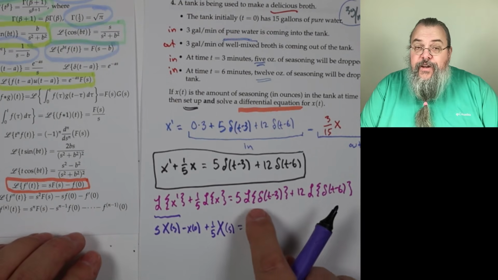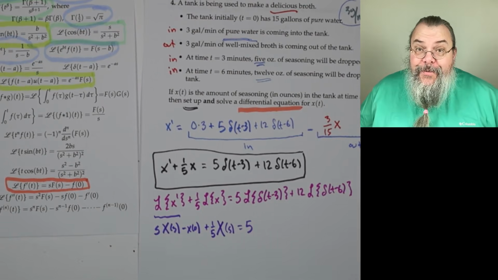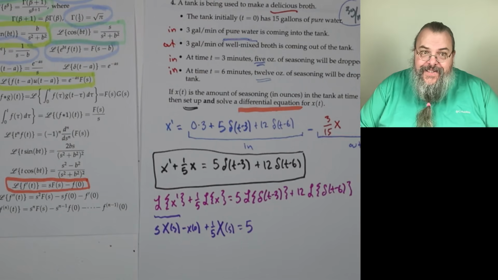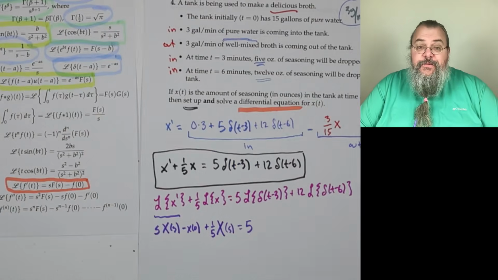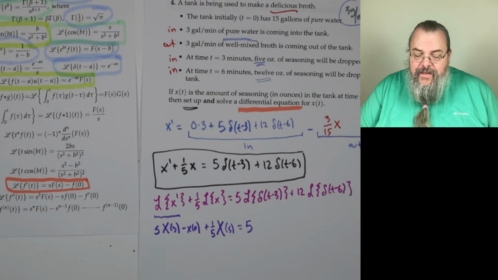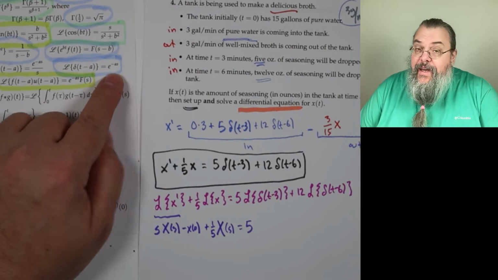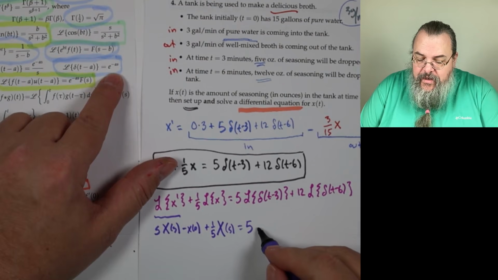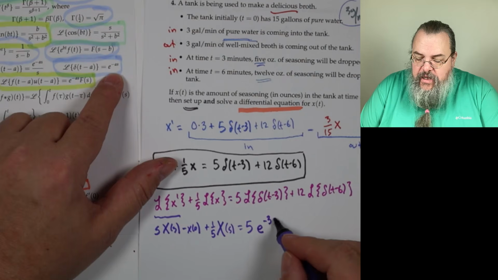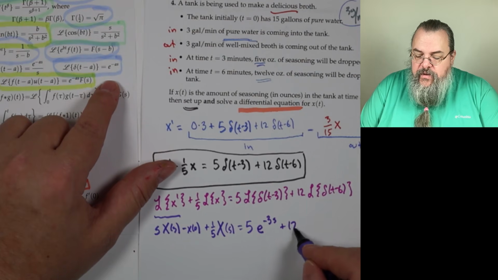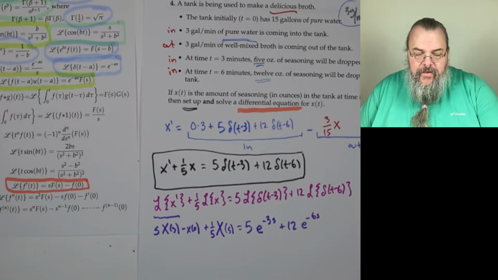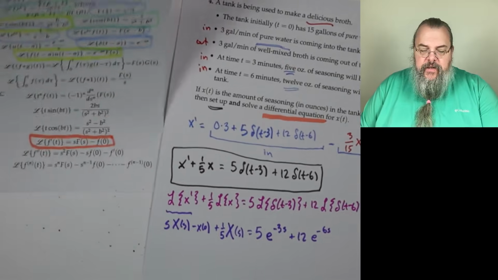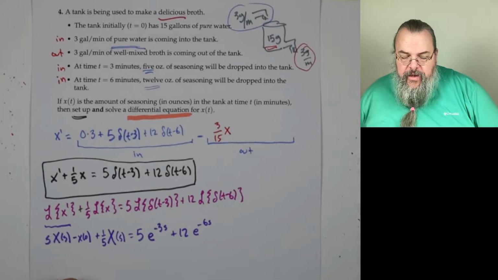Now, the Laplace transform of delta t minus 3. Do we know the Laplace transform of delta? Yes, we do, and it's over here. The Laplace transform of delta of t minus a is e to the minus as. So this is going to become e to the minus 3s. And plus 12, the Laplace transform of delta t minus 6 is going to become e to the minus 6s. All right, we'll put this aside, and I think we're almost done with our formula sheet, by the way.